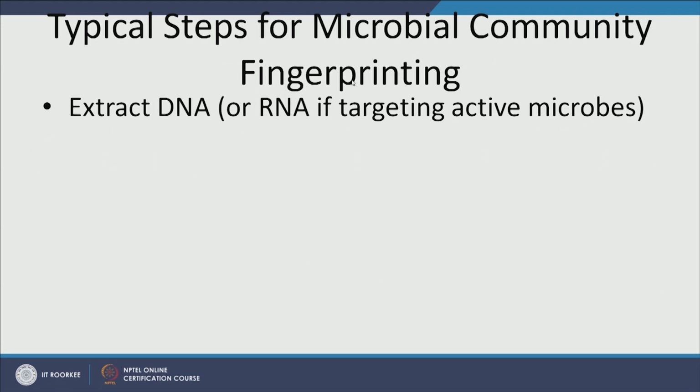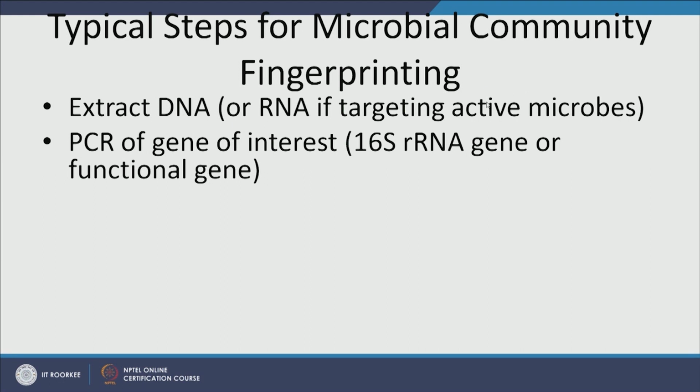Okay, so the typical steps for microbial community fingerprinting, in summary, are to extract DNA, or RNA if you are targeting active microbes. Remember, DNA, even in a dead microbe or a microbe in spore form or not very active, will give you a DNA signal, but RNA will be present only in active, alive microbes. Then I can amplify the gene of my interest using PCR. It can be the 16S rRNA gene if I want to know who is present, or how many different kinds of microbes are present.